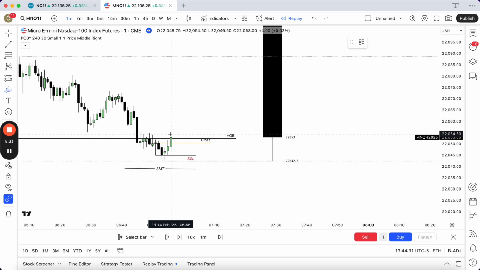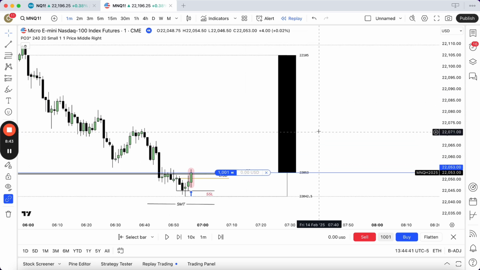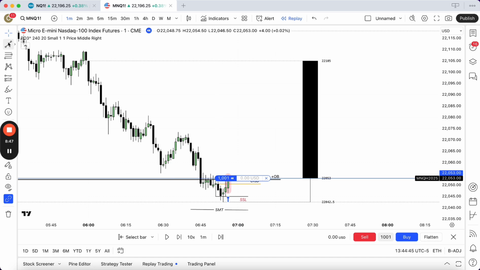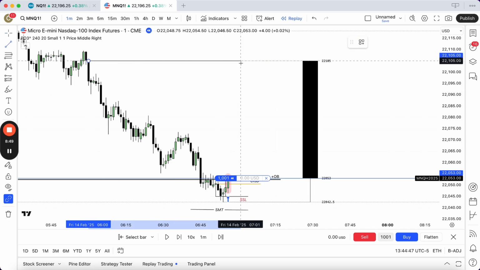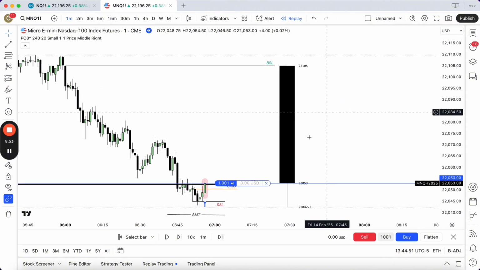Okay, this is the entry. This is the entry, because this is the candle that changed the state. I'm going to put 1,001. So that's the entry, and then what do we target? We target the open, which is right here. Just an easy target, easy resting liquidity. See what happens.